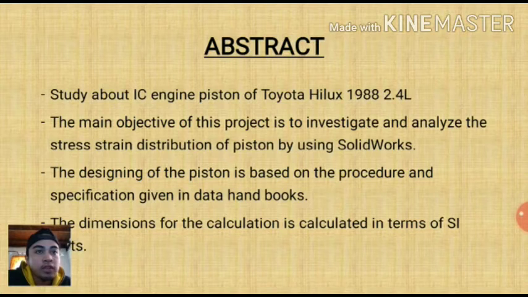The main objective of this project is to investigate and analyze the stress-strain distribution of the piston by using SolidWorks. This report is required for evaluation for the course engine design. The designing of the piston is based on the procedure and specification given in data handbooks. The dimensions for the calculation are calculated in terms of SI units. This project also determined the pressure applied on the piston head, temperature of various areas of the piston, heat flow, stresses, strain, length, diameter of the piston, hole thickness, parameters, and etc.